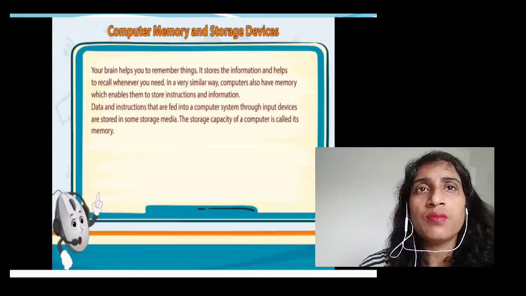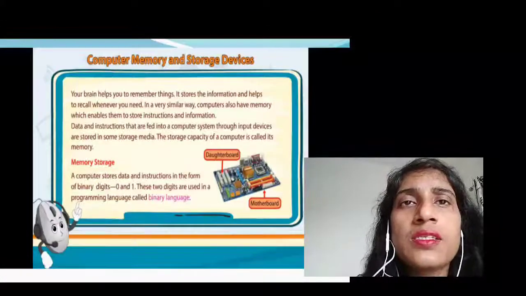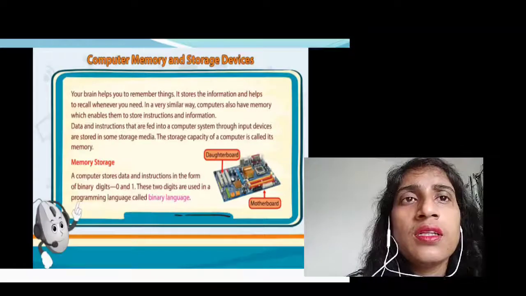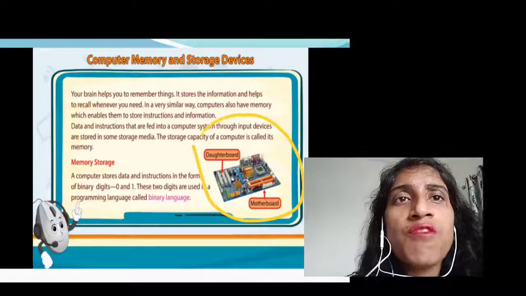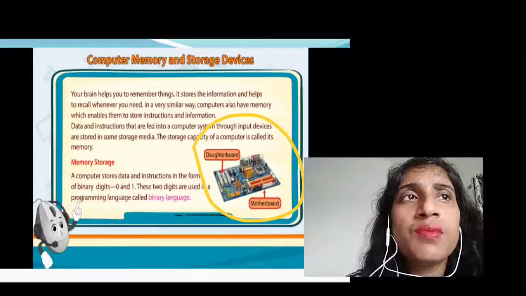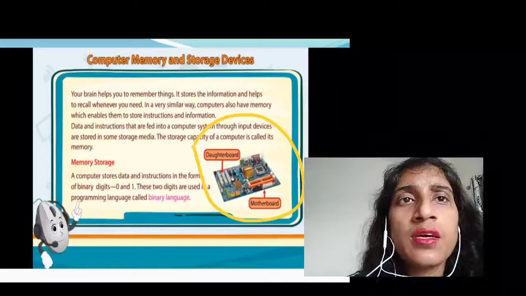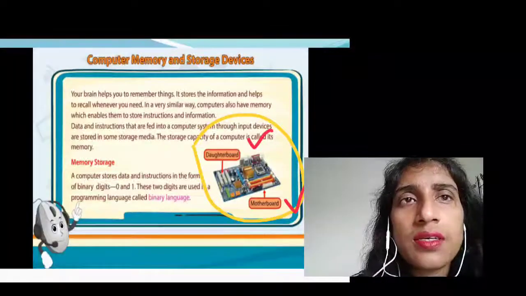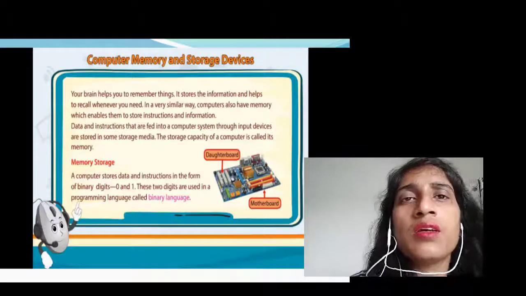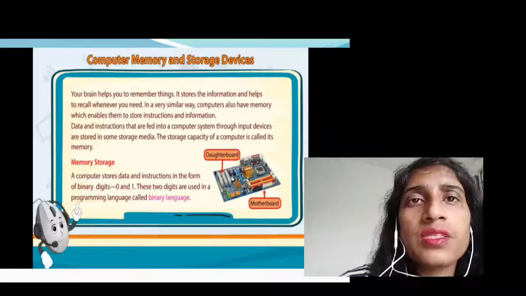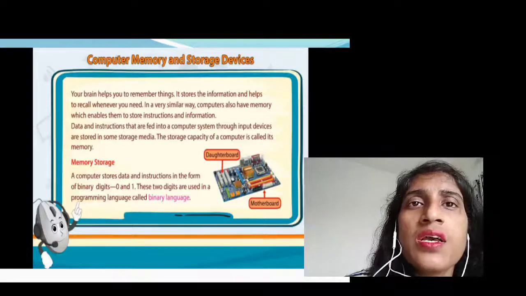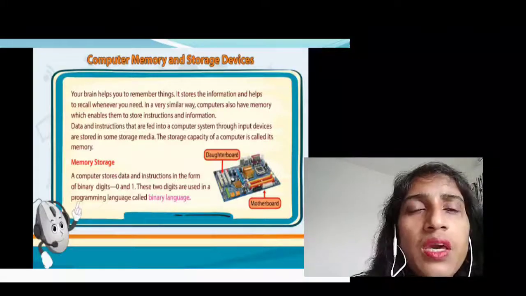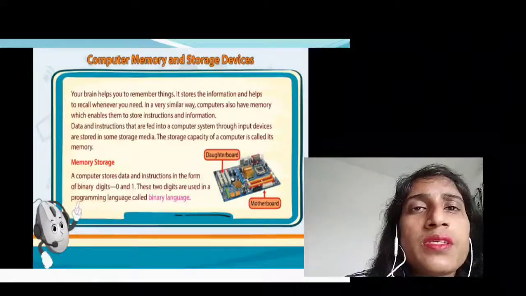Let's learn more. In this slide students, memory storage is also described. You have to see in this slide the picture of memory storage. This is the picture of memory storage in which two boards are there. First one is the daughter board and second one is the motherboard. Have you seen this picture? Yes, this is the image of memory storage in the CPU. So the motherboard and daughter board are present where? In the CPU.